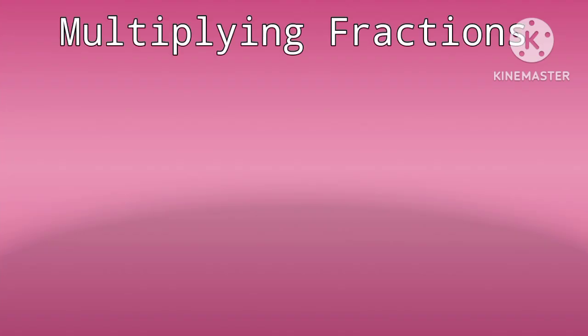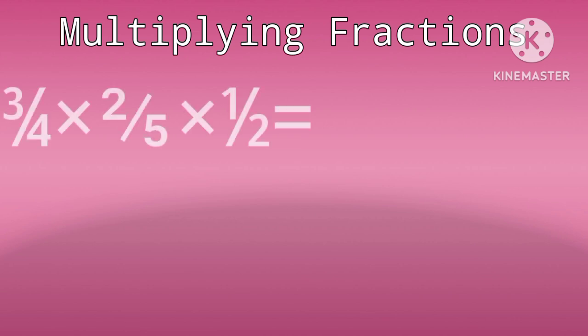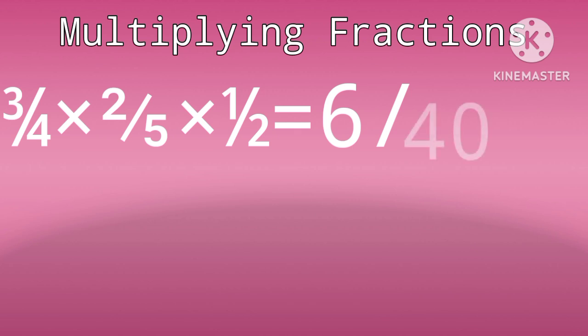And let's try one more last example, but this time with 3 fractions. We have 3 over 4 times 2 over 5 times 1 half. So multiply the numerators. We have 3 times 2 times 1, which is equal to 6. And then multiply the denominators. So we have 4 times 5 times 2, which is equal to 40. So the answer is 6 over 40.